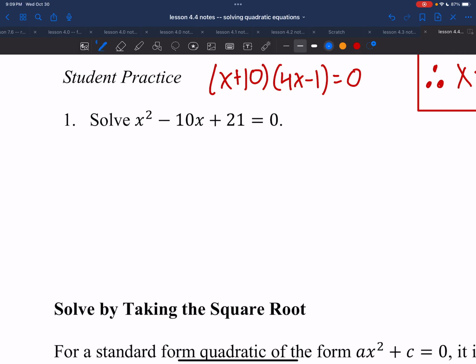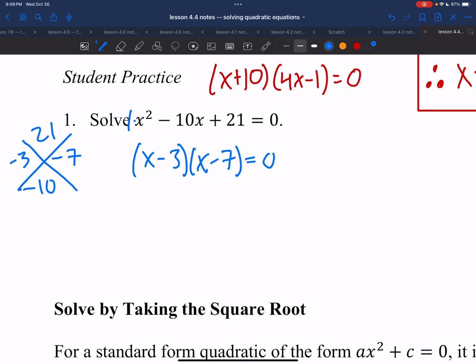So some student practice that I gave out in class, solving this quadratic. This is just the same skill again. So it's a quadratic trinomial, so we're going to do factoring. 1 times 21, and then this would be negative 10. And so you'd have negative 3 and negative 7. And you could do grouping, but because the lead coefficient's 1, you can just quickly factor this as x minus 3, x minus 7, okay? And that equals 0.